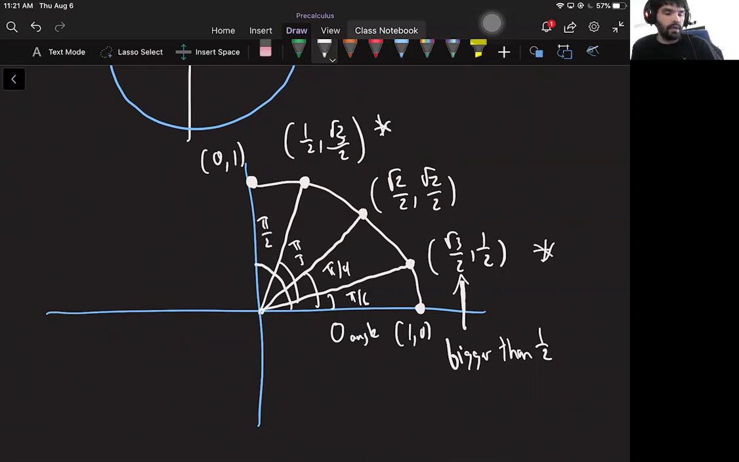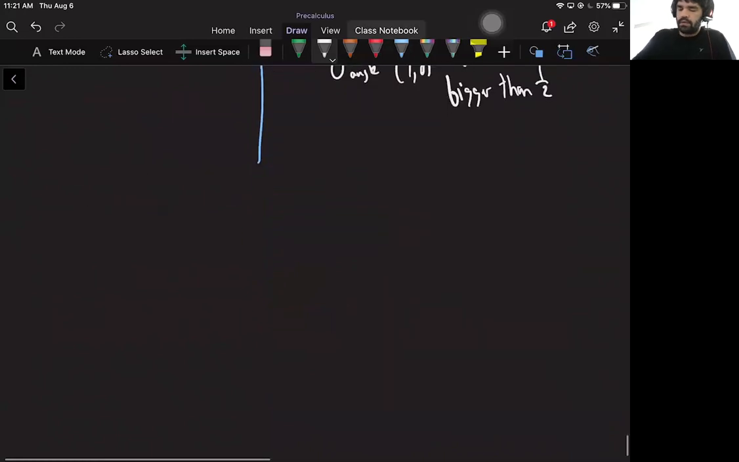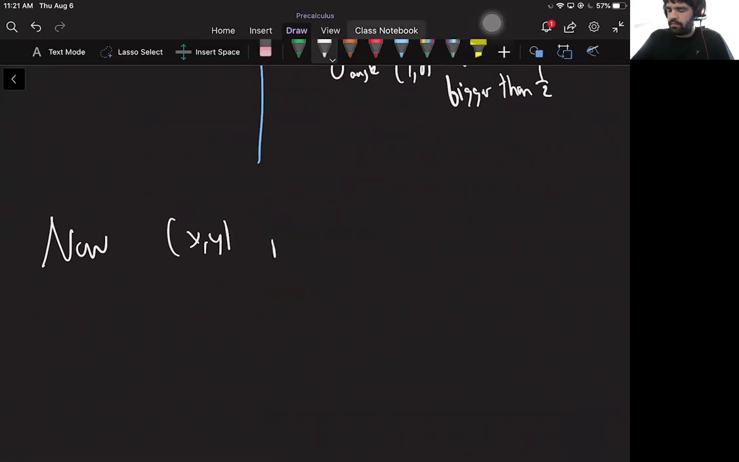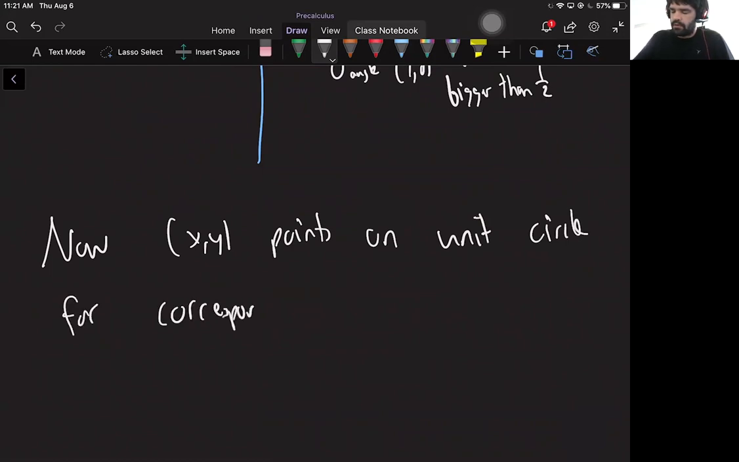And then what people do is they want to know about some other angles that look like these in the other quadrants. So remember, this is called quadrant 1. So what about the other ones? Okay, so now the xy coordinates on the unit circle for some other angles that sort of look the same.